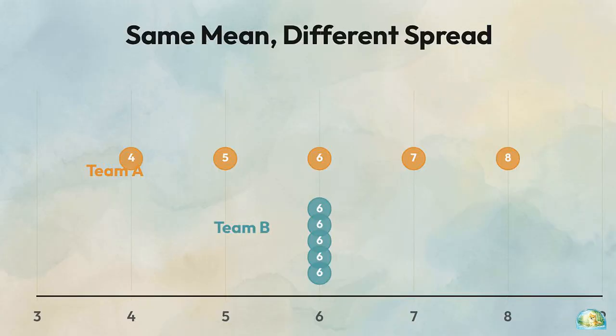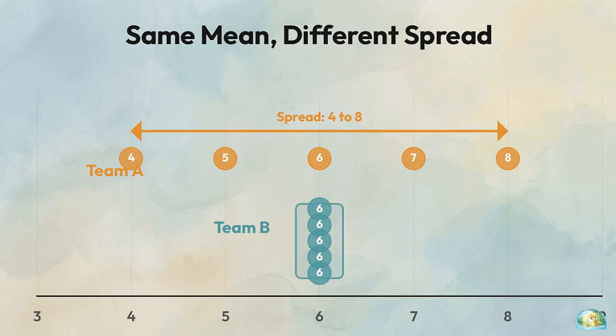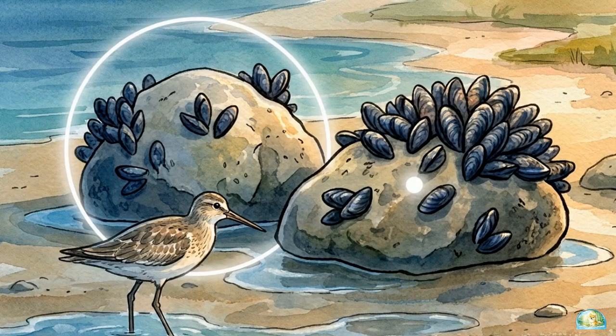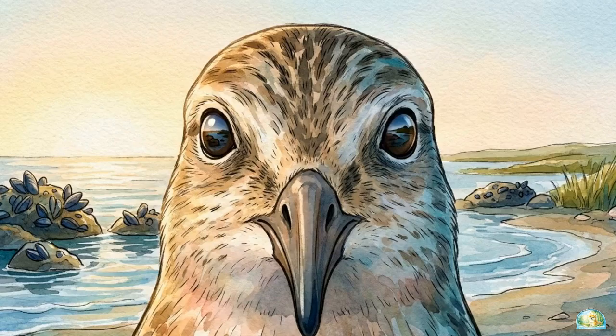Both sets are symmetric, so the mean is the correct center. Both means equal 6, but Team A's spread stretches from 4 to 8, while Team B stays at 6. Both sets share a mean of 6, yet Team A is far more spread out. Measuring both the center and the spread is necessary to fully understand a population.